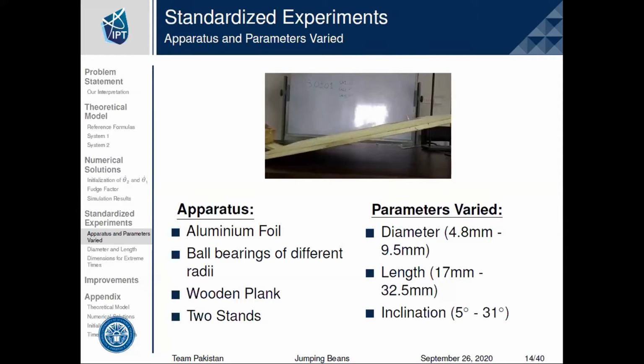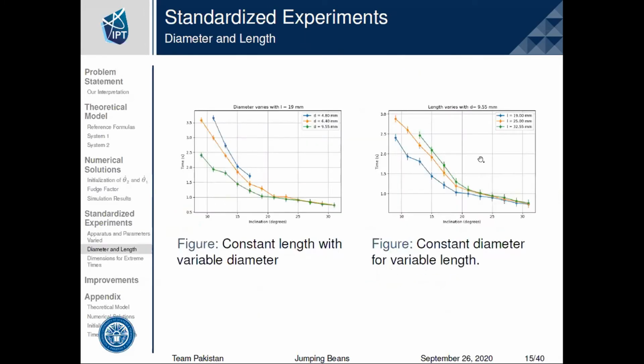The parameters were varied as follows. The diameter was changed from 4.8 to 9.5 millimeter, length was from 17 millimeter to 32.5, and inclination was from 5 degree to 31 degree, because after that the capsules tumble too fast to give any proper result.